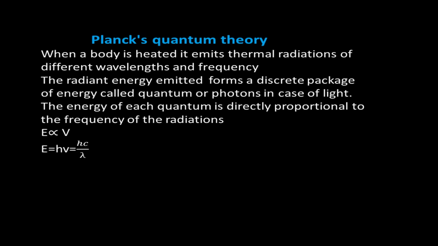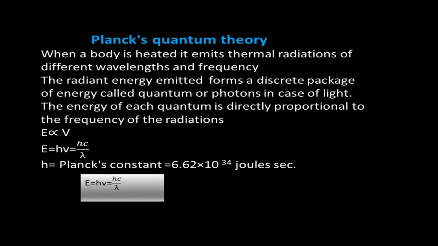E equals hν, where h is the Planck constant, and frequency ν is equal to c over λ, where c is the velocity and λ is the wavelength. So Planck constant is equivalent to 6.62 times 10⁻³⁴ joules per second. So this is the relationship E equals hν, which is equal to hc over λ, where h is the Planck constant, ν is the frequency, c is the velocity, and λ is the wavelength.